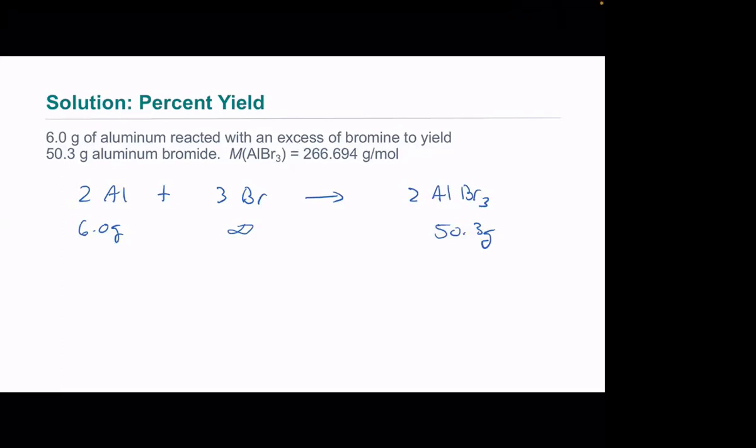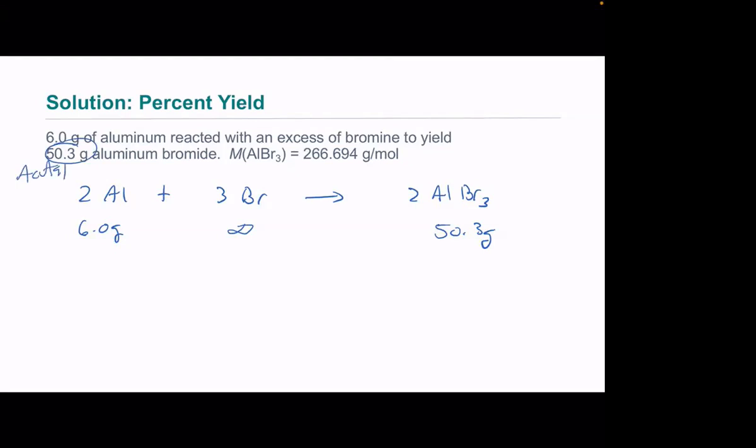What do I do? Mass to moles, but of what? What am I doing? Aluminum, right? You take the aluminum and 6 grams and figure out how much aluminum bromide should form. The 50.3 is what the actual yield is. That's what this is. Not what you get on paper.